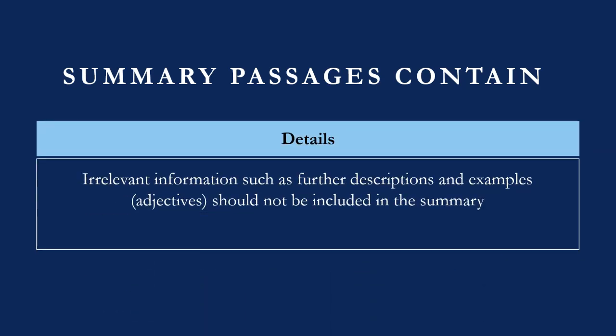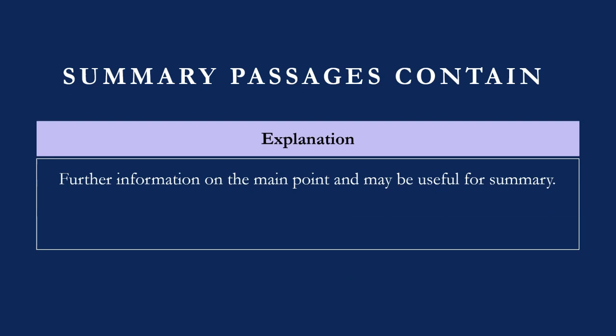There are also details. Details are irrelevant information such as further descriptions and examples, like adjectives, and should not be included in your summary. Explanation. Further information on the main point is given, and this may be useful for the summary, but you need to be careful to look at the focus of your question.